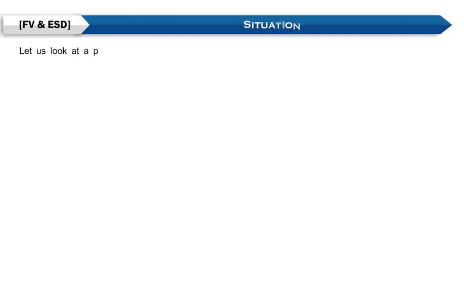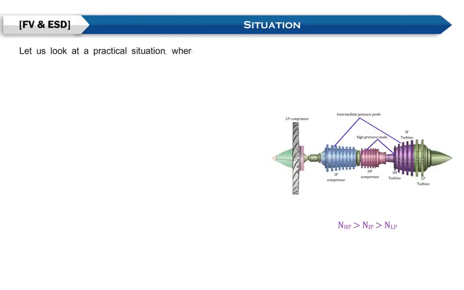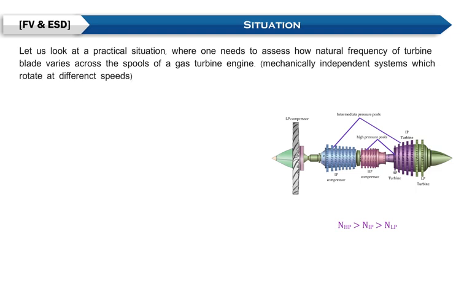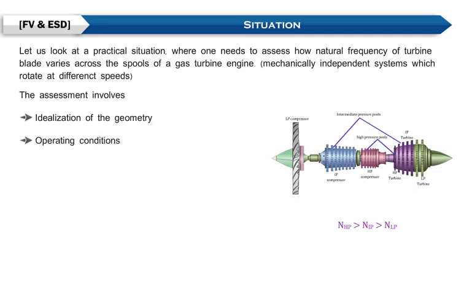Let us look at a practical situation where one needs to assess how natural frequency of a turbine blade varies across the spools of a gas turbine engine. Spools meaning mechanically independent systems which rotate at different speeds. The assessment involves the idealization of the geometry, operating conditions.